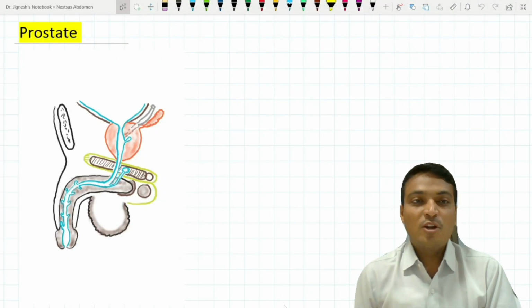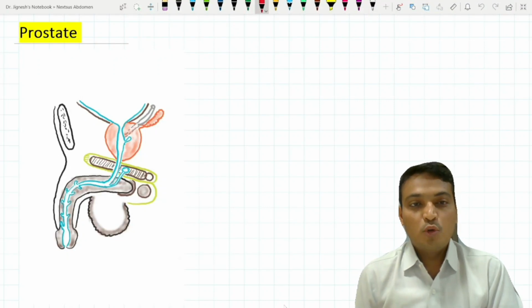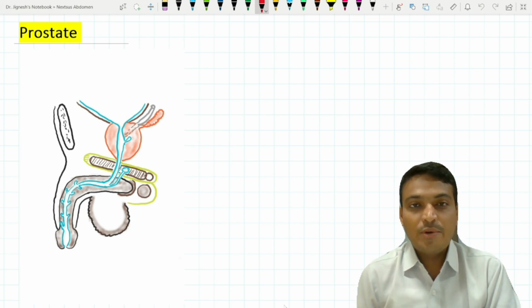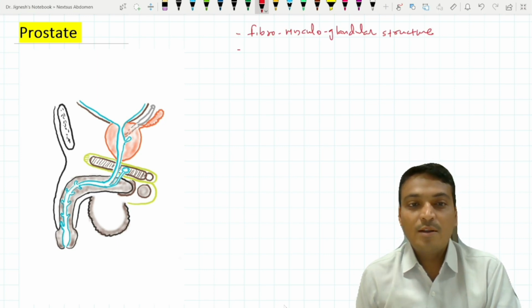Hello friends, let's see the anatomy of the prostate gland. The prostate is a pyramidal gland which is a fibromusculoglandular structure. Here in this figure, this is the prostate gland.